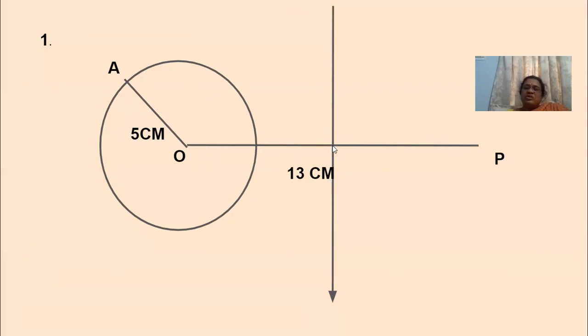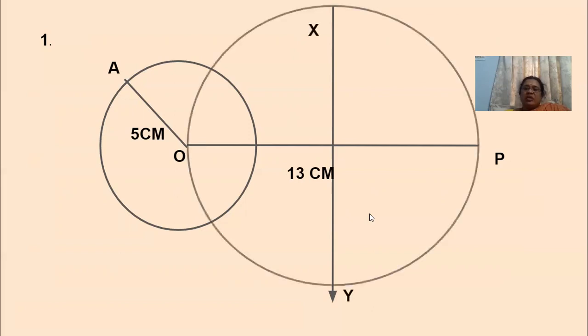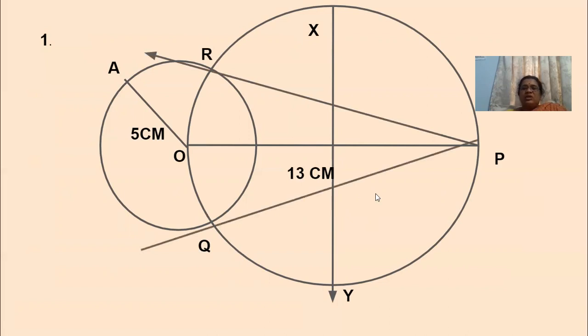The point of intersection here, we have to keep the compass pointer and we have to draw one more circle like this. The circle will meet the smaller circle at R and Q. So these points, we have to join PR and PQ. And these two are the pair of tangents for the circle.